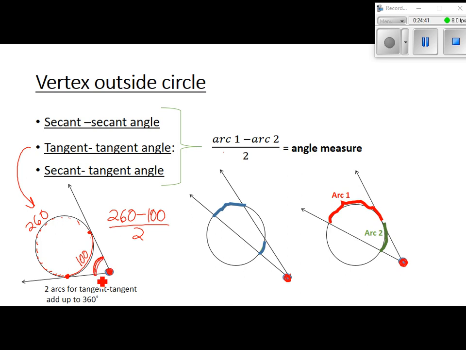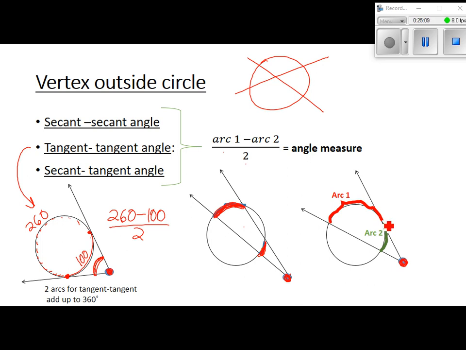On these other 2, this one is a secant, but the vertex is outside, so it's not like the other one when we had a secant and the vertex was inside the circle somewhere. This one's outside. You have 2 arcs that it cuts off that's in the angle. Same idea. You're going to subtract the bigger arc minus the smaller arc, divide by 2.